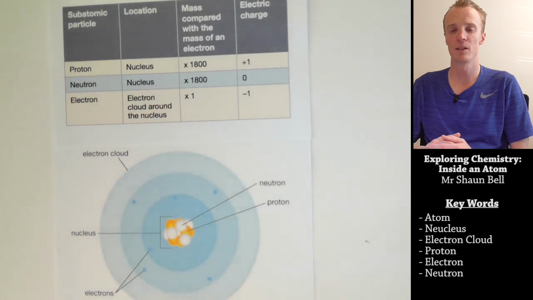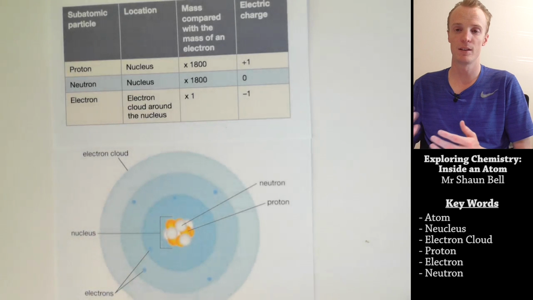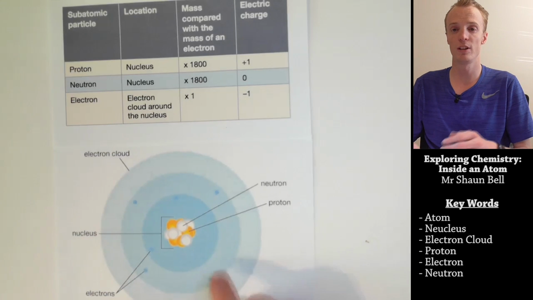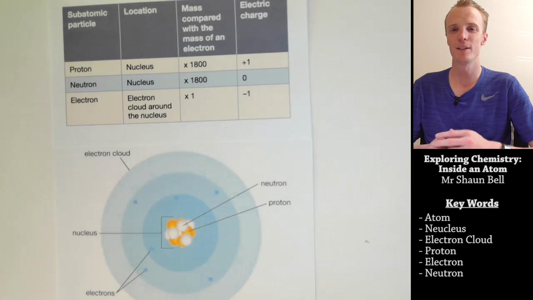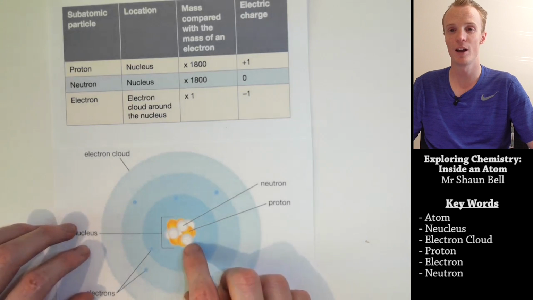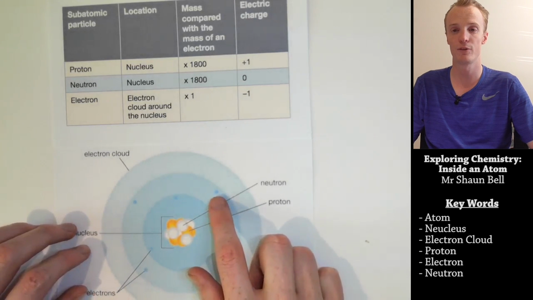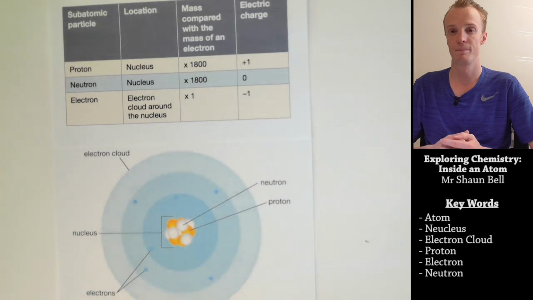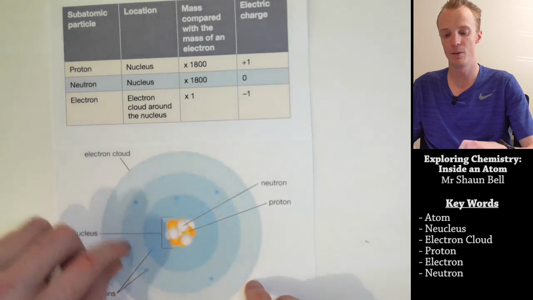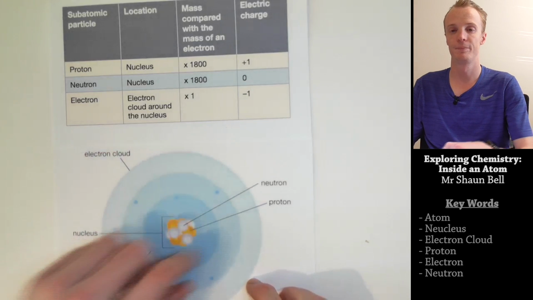Overall, these atoms like to remain balanced, so the number of protons usually equals the number of electrons. It is the difference between the proton's positive charge and the electron's negative charge that allows it to be attracted to the nucleus. This attraction keeps it within the shells.